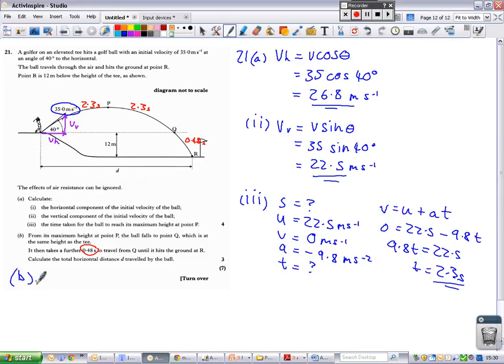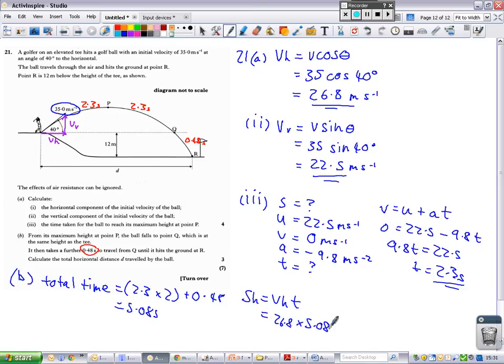So for part B, what you're looking at is total time, first of all. So that's going to be 2.3 multiplied by 2 plus 0.48, which will give 5.08 as your total time. If you're looking for horizontal distance, you need to do horizontal velocity multiplied by time. So that's 26.8 multiplied by 5.08, which should give you 136.14 meters.